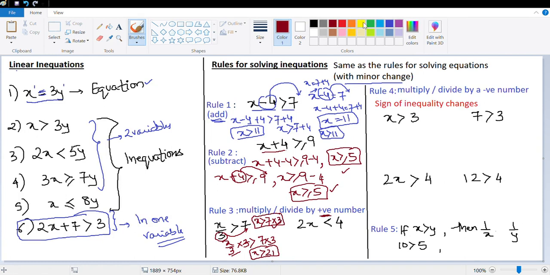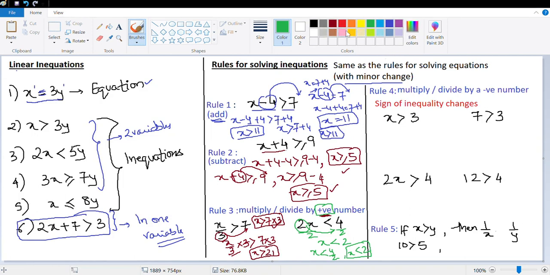Same thing for dividing. I can divide both sides by 2 if I want to remove the 2 from here, which means x is less than 2. I could have done the same thing, which is take 2 to the other side, and it would have become x is less than 4 by 2, which means x is less than 2. So these three rules are exactly the same. In this case, this is possible only with a positive number.